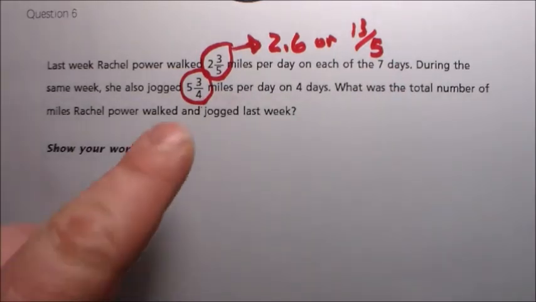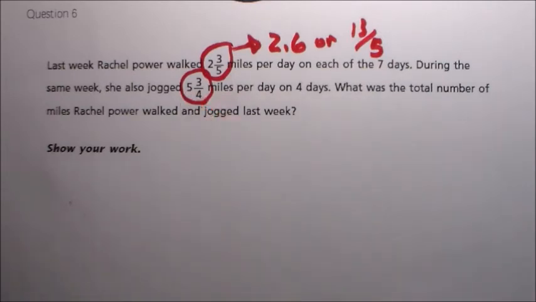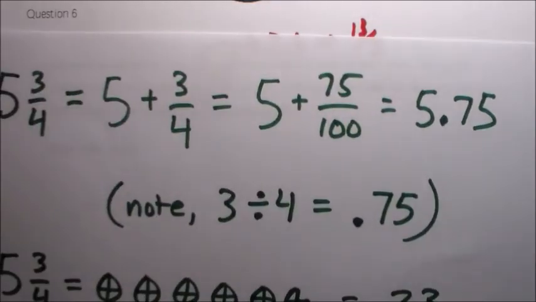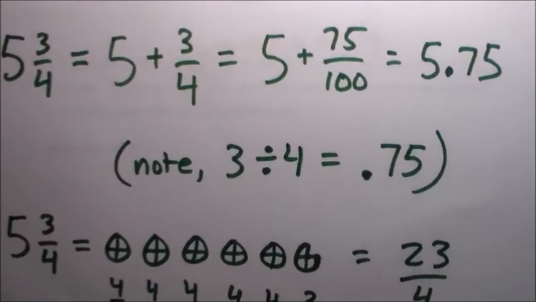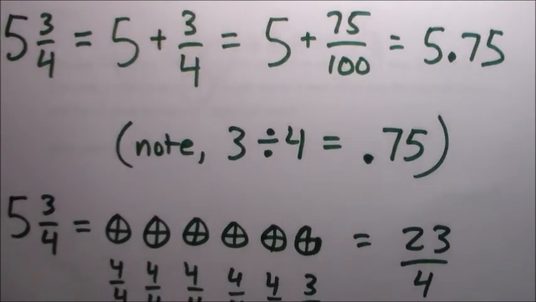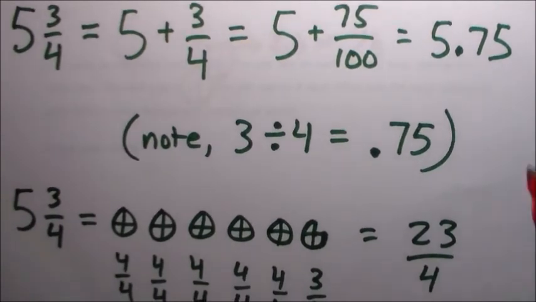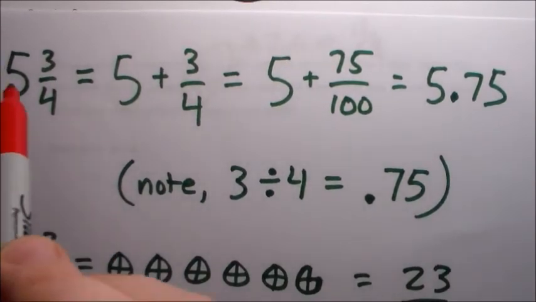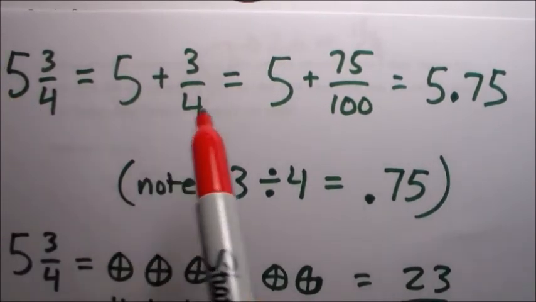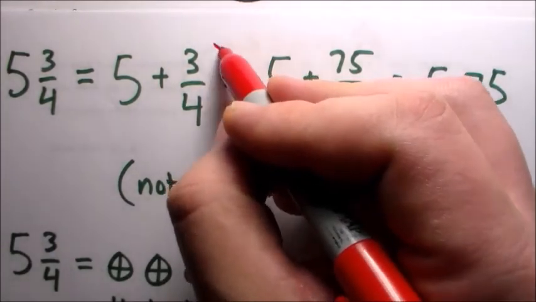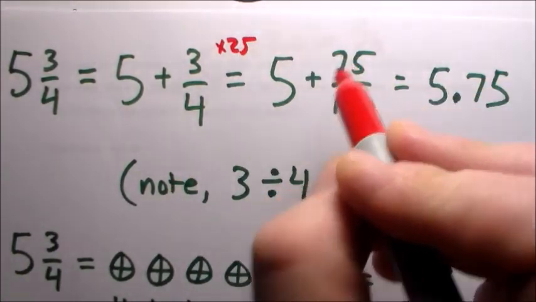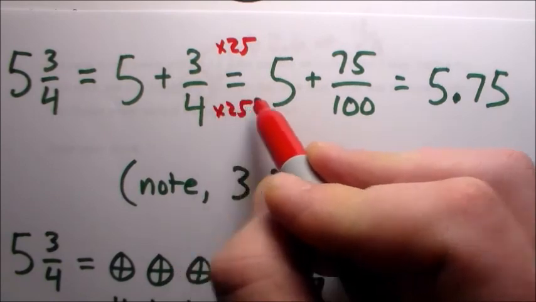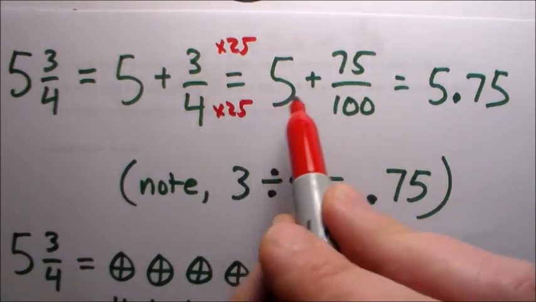Okay, now let's go on to 5 3/4. What are we going to make of that? Well, when you say 5 3/4, you can think of quarters, and there's 4 quarters in a dollar, so you're pretty sure it's going to be 5.75. But how do we really get there? Okay, you can think of 5 3/4. That's 5 plus 3/4. 3 times 25 gets you 75, and 4 times 25 gets you 100, and 5 plus 75 hundredths equals 5 and 75 hundredths.